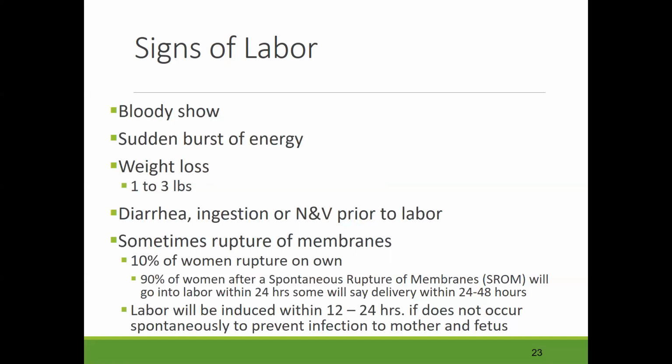Sometimes it's kind of like jello, like thick red or orange jello. It can be stringy. It can be kind of chunky. It can be all different colors and shapes. That is considered a sign that labor will begin within 24 to 48 hours, but it's not always definite. So that doesn't mean that, oh, I have bloody show, now I'm going to go into labor.